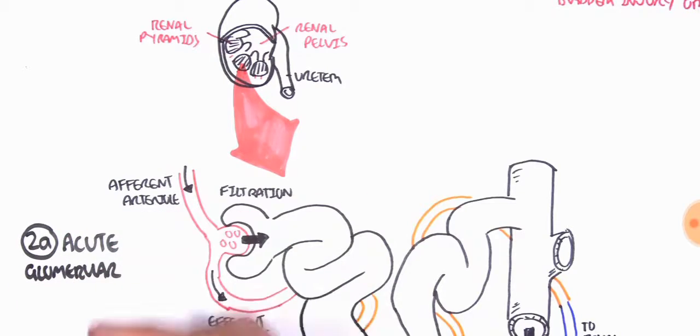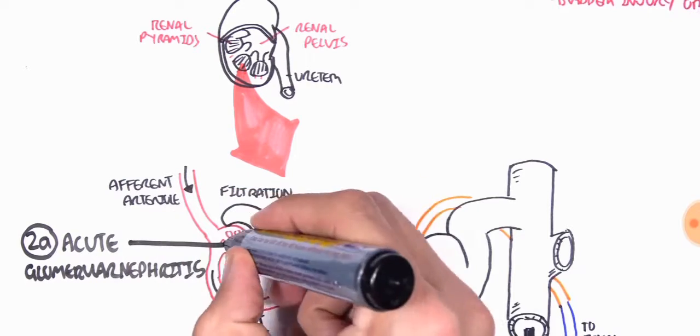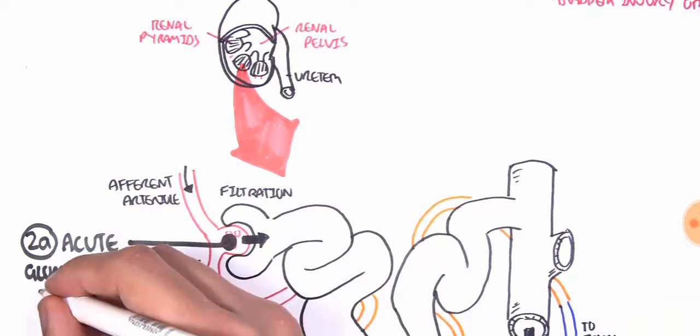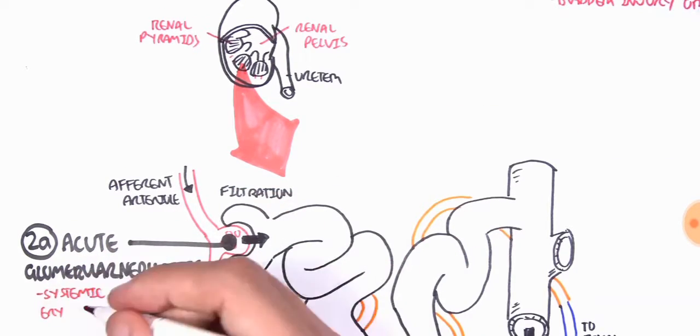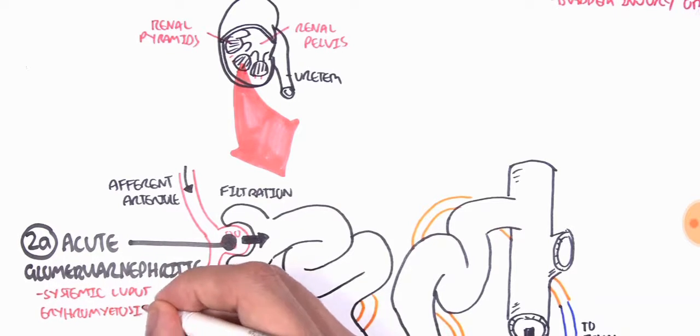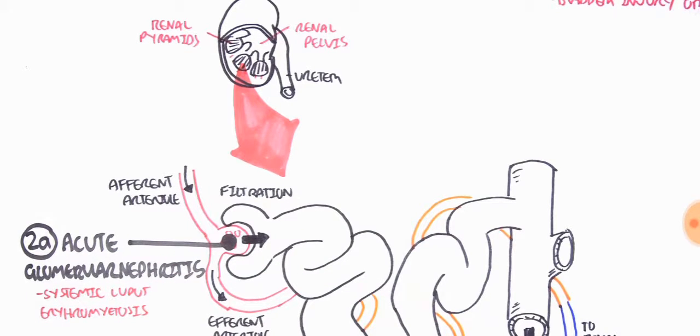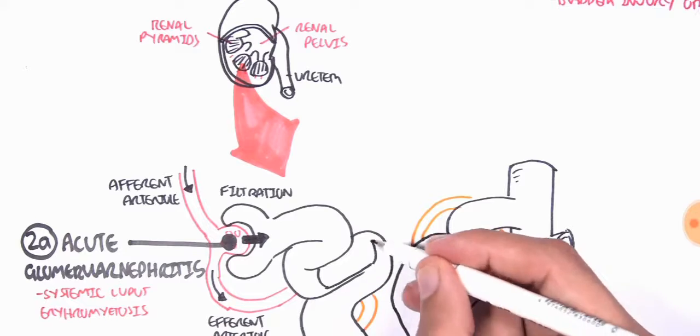We can have acute glomerular nephritis, and this is literally inflammation of the glomerulus. One of the main causes of acute glomerular nephritis is an autoimmune condition known as systemic lupus erythematosus.